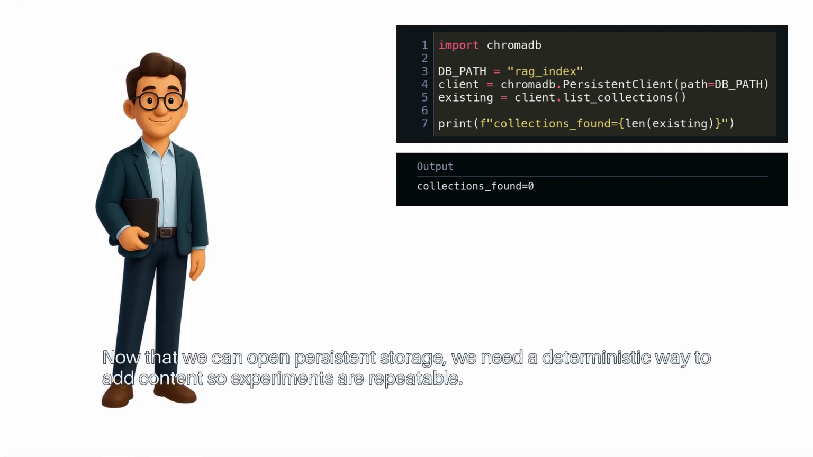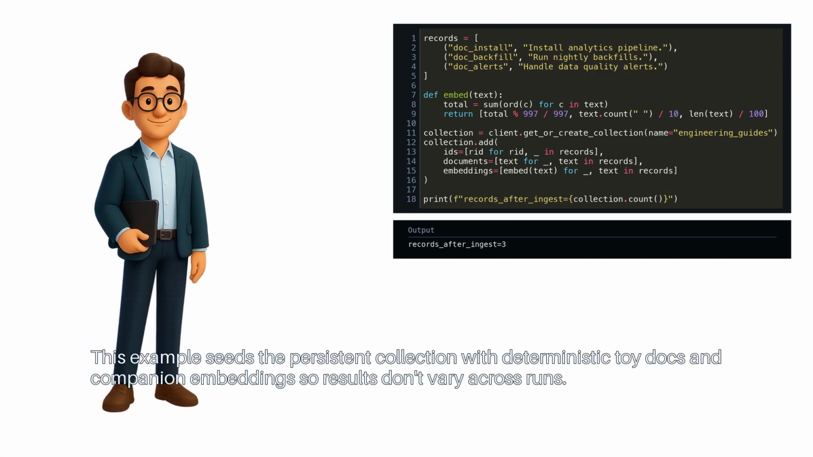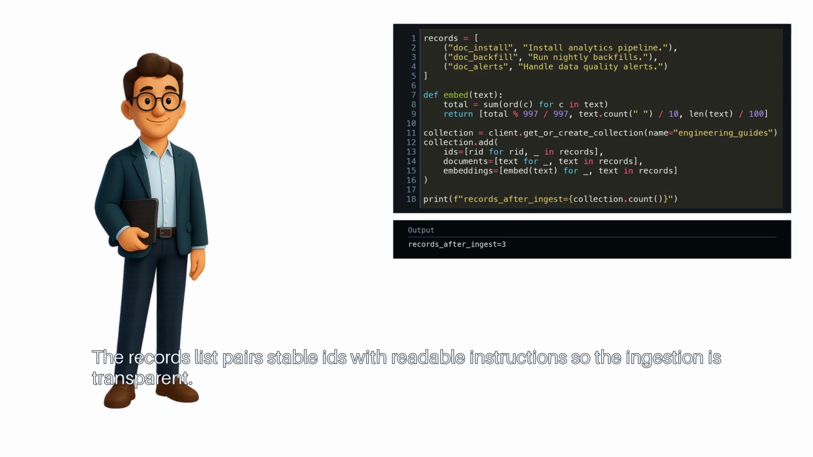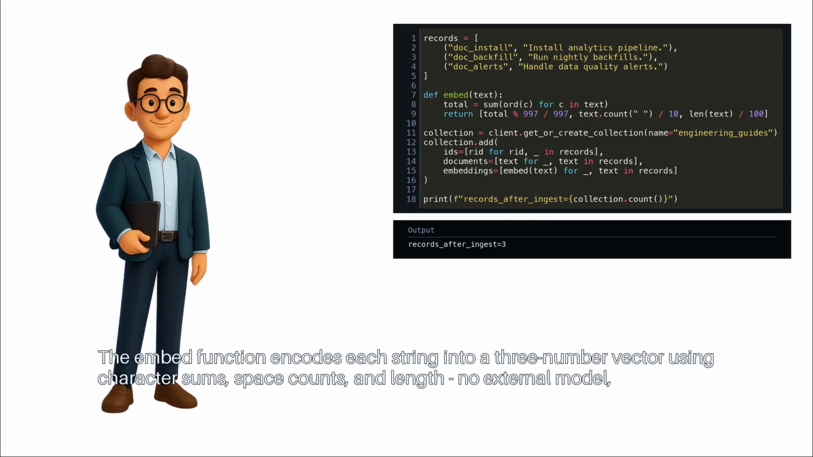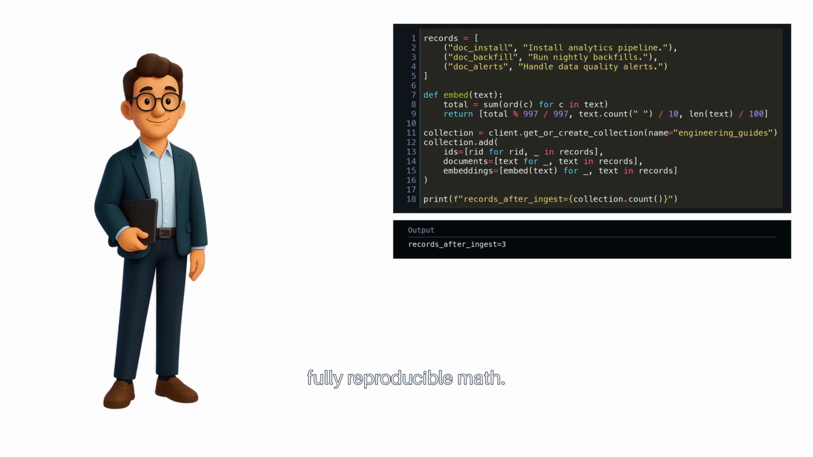Now that we can open persistent storage, we need a deterministic way to add content so experiments are repeatable. This example seeds the persistent collection with deterministic toy docs and companion embeddings so results don't vary across runs. The records list pairs stable IDs with readable instructions, so the ingestion is transparent. The embed function encodes each string into a 3-number vector using character sums, space counts, and length. No external model, fully reproducible math.